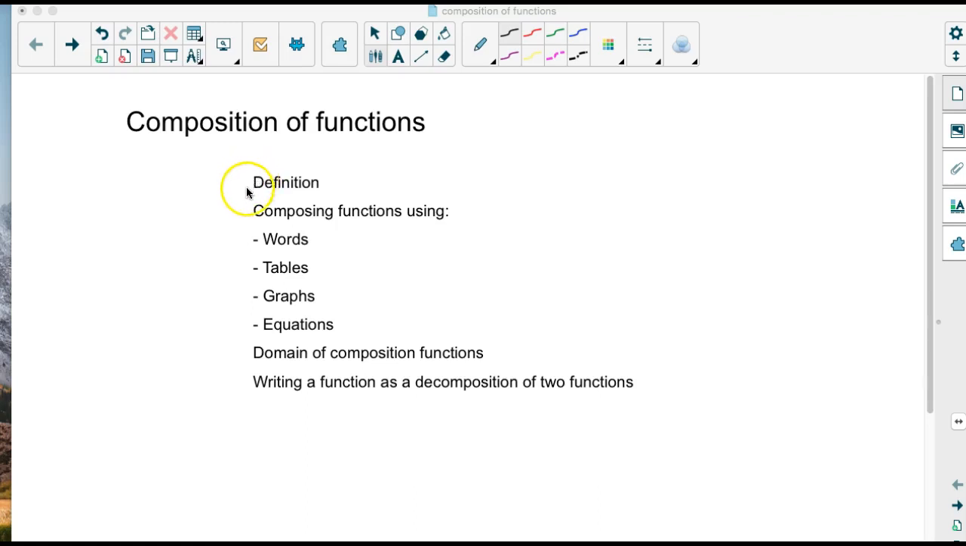We're going to go over the definition, then we're going to do composition examples with words, tables, graphs, equations. We're going to do those different composings of functions. And we're going to then look at the domain of a composite function. How do we find the domain? And then we're going to write a composite function into its two different functions. We're going to separate it out. So that's what we're going to do in this video.